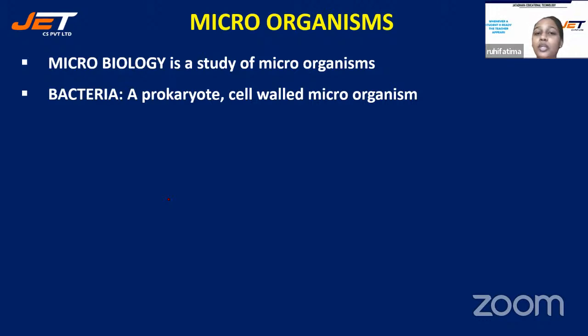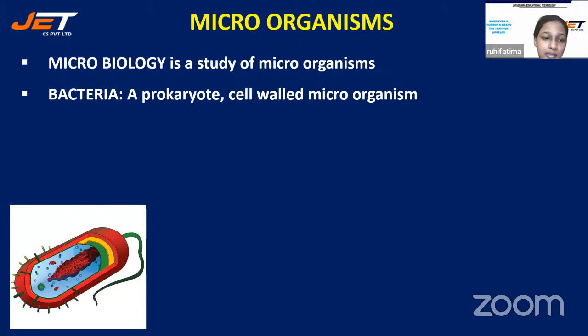Bacteria is a prokaryote cell-walled microorganism. Prokaryote means very, very primitive, and it has a cell wall also. So, bacteria is a cell wall prokaryote microorganism. Microorganism means you cannot see it with your naked eye. You need a microscope to observe it. This is the picture of a bacteria. This is the cell wall.